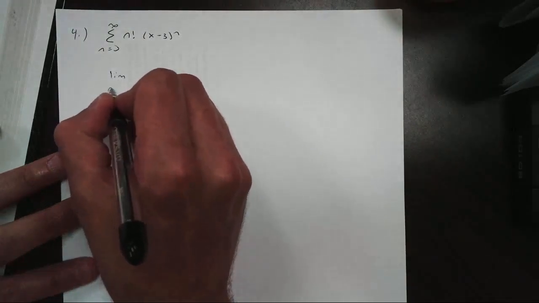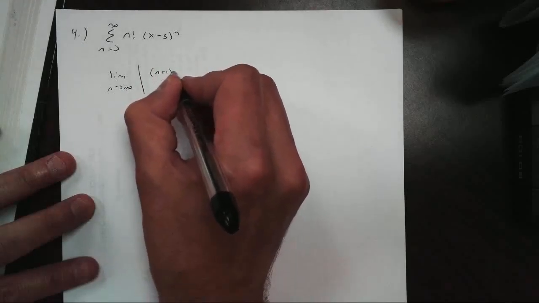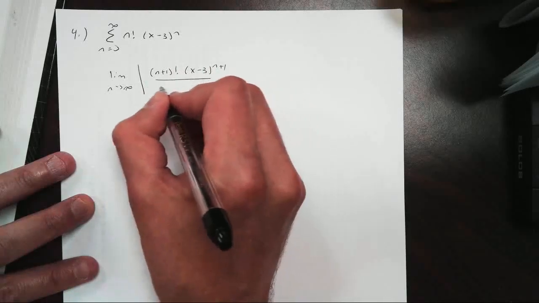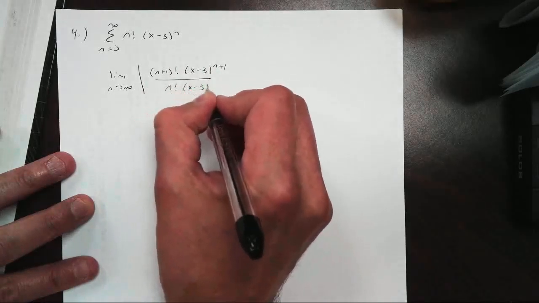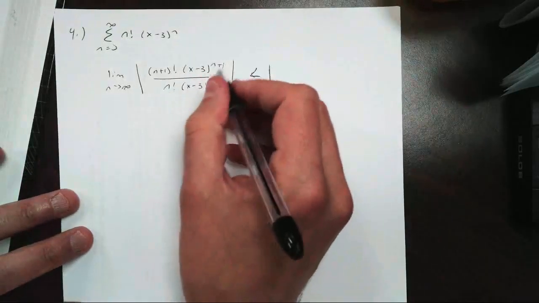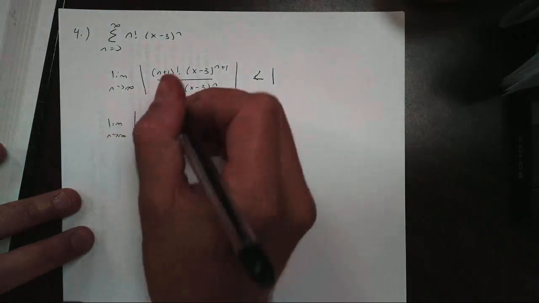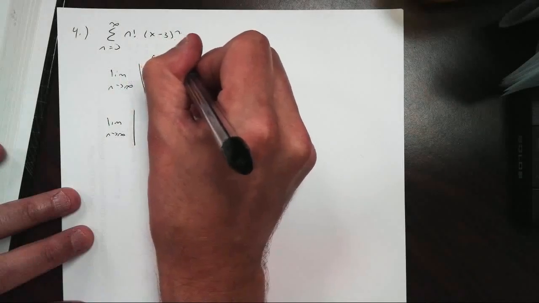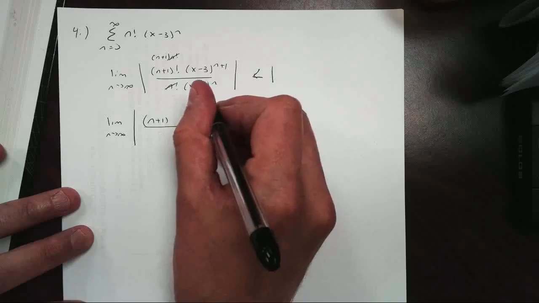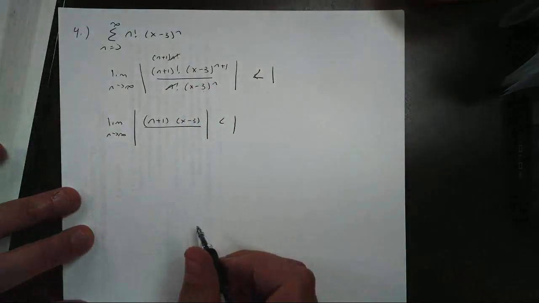Well, I want to find the radius, so I let n go to infinity. So this is going to become n plus 1 factorial x minus 3 to the n plus 1 over just n factorial x minus 3 to the n. Has to be less than 1. Right, this is just n plus 1 times n factorial. Those cancel. We're left with n plus 1 on top and an x minus 3 on top. Nothing on bottom this time. This has to be less than 1.